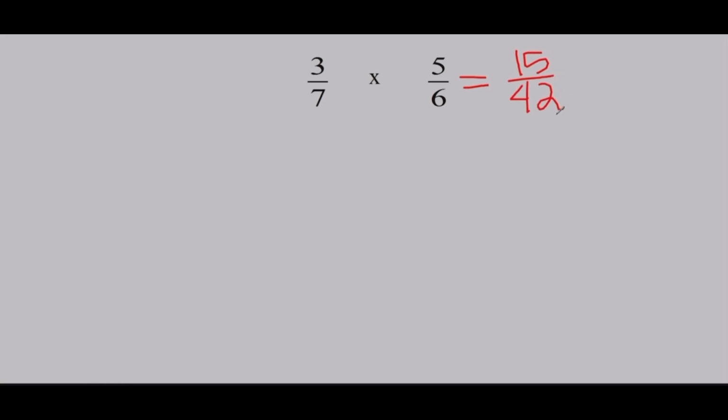Then you simplify your fraction if you're able to. I can divide 3 into 15 and 42. So 15 divided by 3 is 5. And 42 divided by 3 is 14. Let's move on to example number 2.